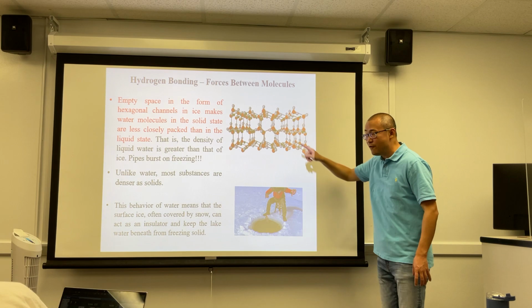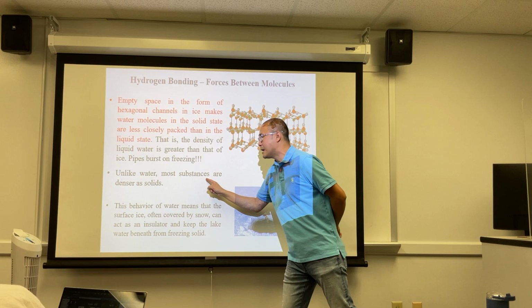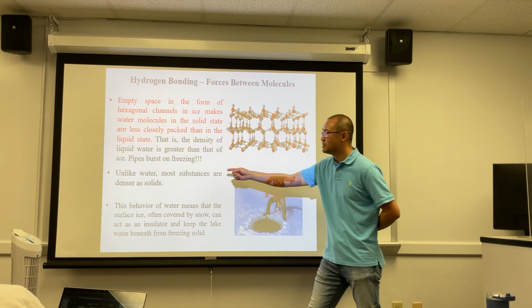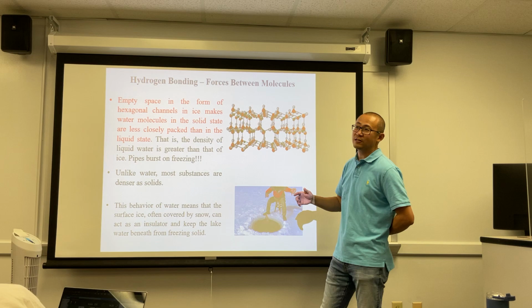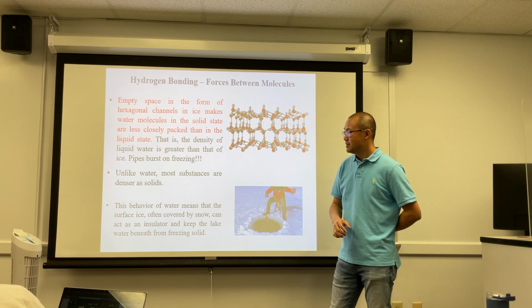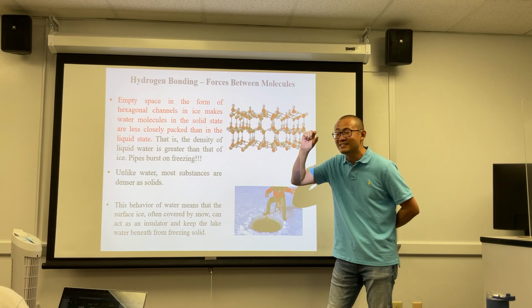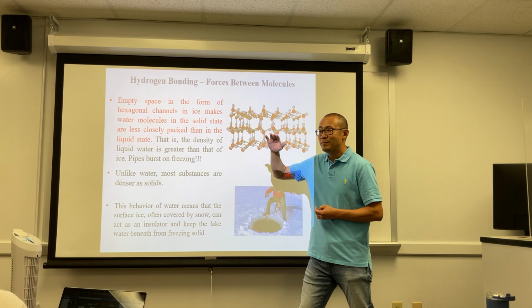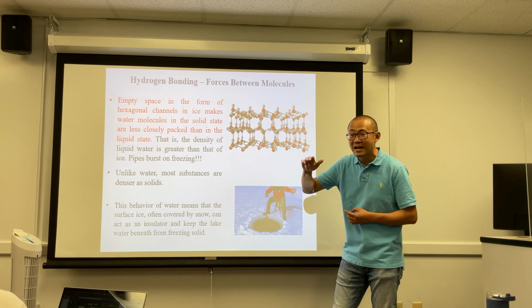Why unique? Most substances, when they freeze, their volume is going to be smaller. When volume becomes smaller, most substances are more dense, except water. Now, go back to water. We know that's unique, but what does that imply? When water freezes, the density is smaller, why? Because volume is bigger. When density is smaller, it means when water becomes ice, the ice is going to be floating on the surface of water, right?